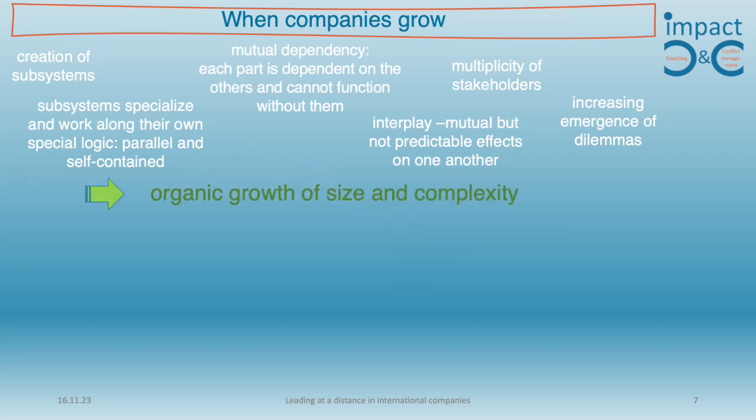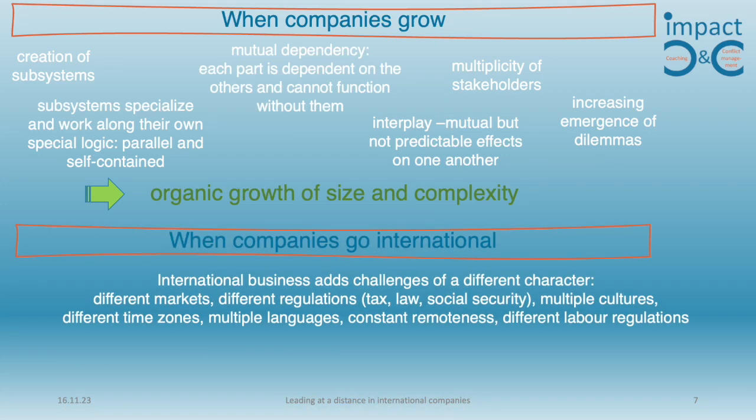So, in a parallel process, companies grow in size and complexity. So, what happens when companies go international? Operating in a new country means operating in a so far unknown environment. There is a new market with new dynamics, different regulations like tax, law, or social security, or different labor regulations.